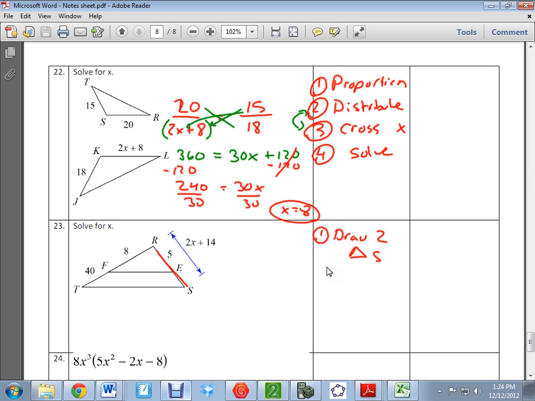So I'm going to draw two triangles. The small triangle has what for the lengths of its sides? 5 on the right side and 8 on the left side. The large triangle, which is the entire thing, has 2x plus 14 on the one side. What about the other side? How long is RT? 48. You have to add 8. Very good. This is 48 because you add 8 plus 40 to get 48. When we set up the proportion, we'll then do it exactly the same way as above.